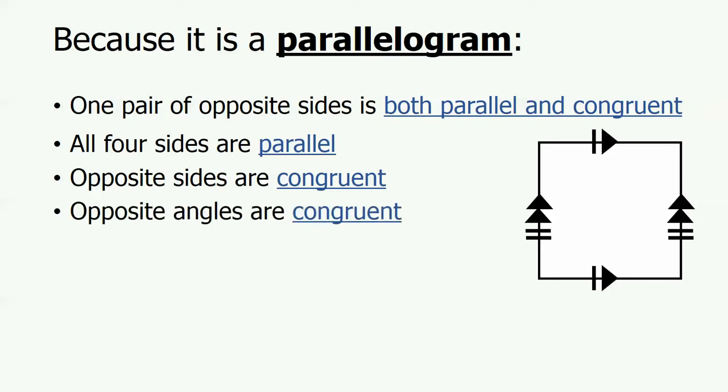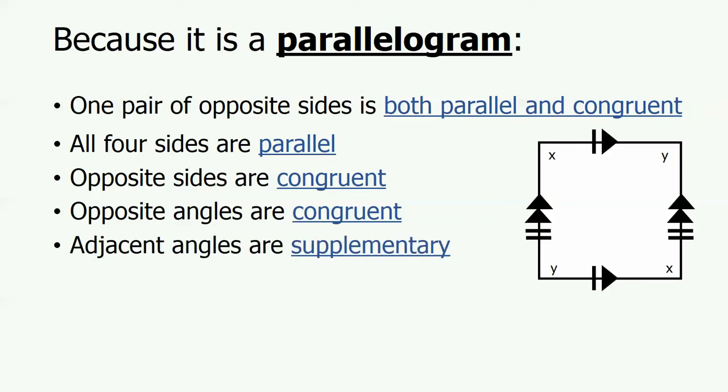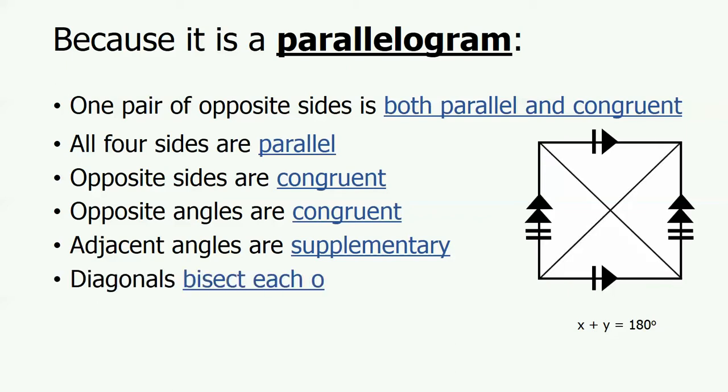Opposite angles are congruent. So for instance, across from each other, both would be the same value. And we'll see again, across from each other, both would be the same value. Adjacent angles are supplementary. So if we take two angles that sit next to each other and add them, they'll have to equal 180 degrees. And the diagonals will bisect each other.